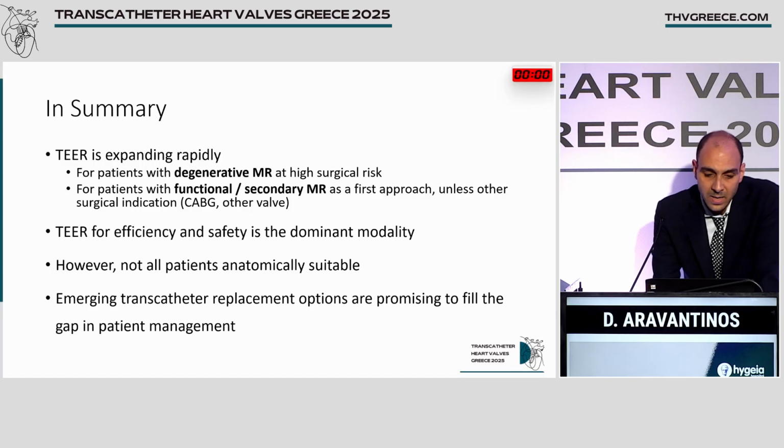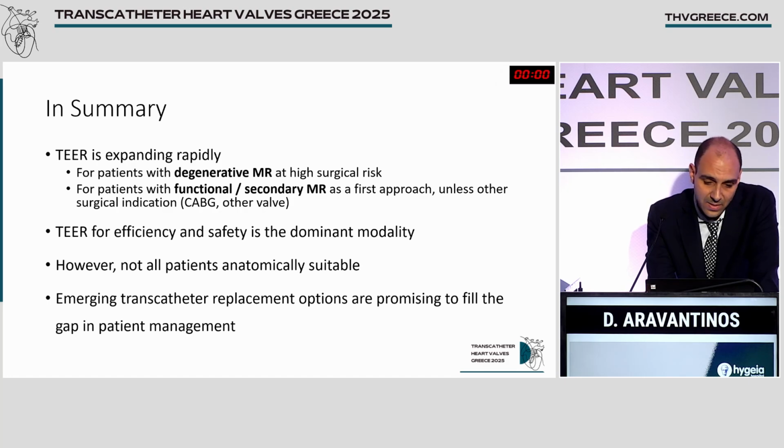So in summary, TEER is expanding rapidly for patients with degenerative MR at high surgical risk, or for patients with FMR as a first approach unless there is another surgical indication. TEER for efficiency and safety is the dominant modality. However, of course, not all patients are anatomically suitable, and other therapies are emerging. Transcatheter therapies are promising to fill the gap.